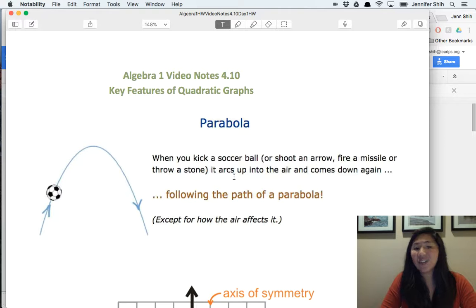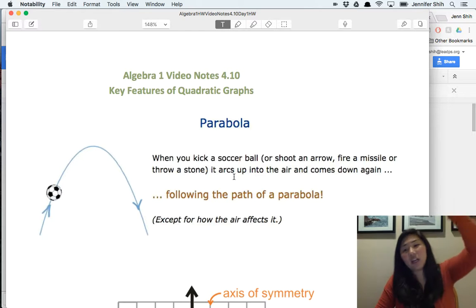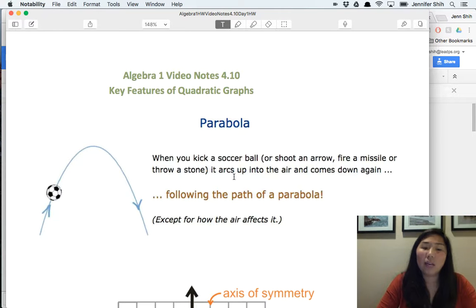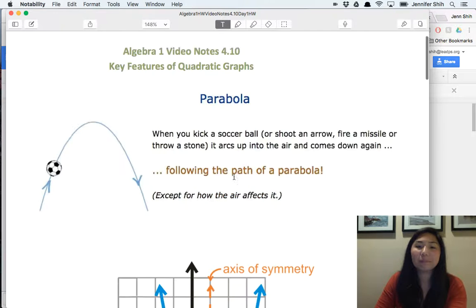We are going to talk about key features of quadratic graphs. And what are quadratic graphs? Well, I want to show you on your screen that you have a picture of a parabola with a soccer ball. So when you kick a soccer ball or shoot an arrow, fire a missile, or throw a stone, or throw your little brother off of a cliff, it arcs up into the air and it comes back down. What happens is it follows the path of a parabola. We're going to talk about what a parabola is, and define it in our words now. You will formally define a parabola later in your math career.